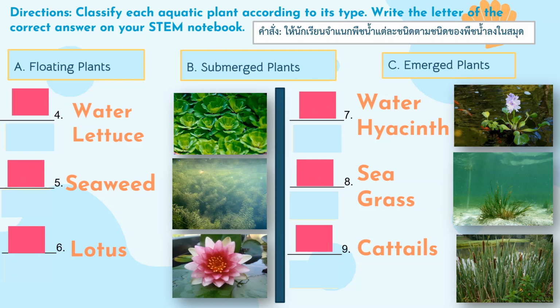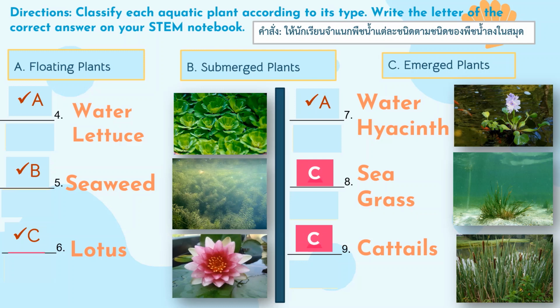Now let's check the answers. Number 4. Water lettuce. It's letter A. Number 5. Seaweed. Letter B. Number 6. Lotus. Letter C. Number 7. Water hyacinth. Letter A. Number 8. Seagrass. Letter B. Number 9. Cattails. Letter C.